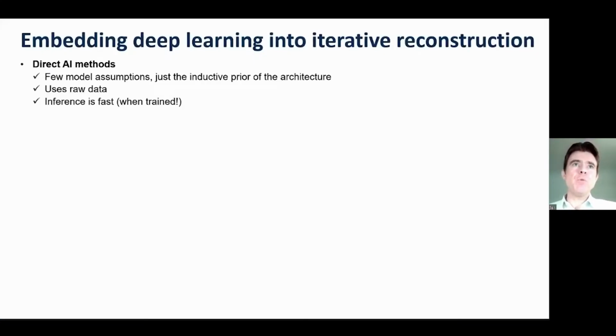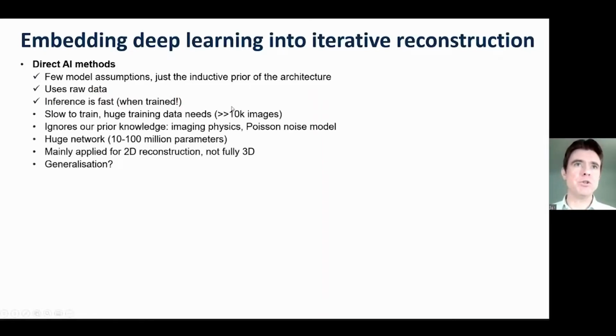So to review where we are with direct AI methods, the benefit is they've got very few modeling assumptions. You just effectively have what we call the inductive prior of the architecture. And obviously a certain architecture is only going to be able to express certain images. It depends on the complexity, it depends how you designed it, and that's effectively the model that's being used. But other than that, there's no physics model, there's no assumption on the stats and so on. It obviously operates on raw data. Inference, once you've trained it, is very fast. Put a sinogram in, boom, there's your image.